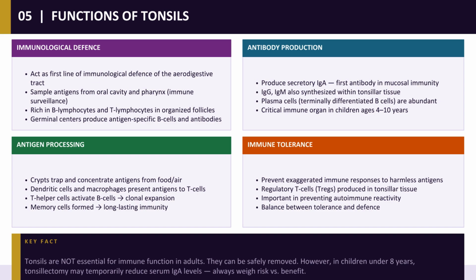Antigen processing: crypts trap and concentrate antigen from food and air. Dendritic cells and macrophages present antigen to T cells. T helper cells activate B cells, clonal expansion, and memory cells are formed, because B cells form the plasma cells and plasma cells form the memory cells. Long lasting immunity. Immune tolerance prevents exaggerated immune response to harmless antigen. Regulatory T cells, Treg, produced in the tonsillar tissue, are important in preventing autoimmune reactivity. Balance between tolerance and defense.